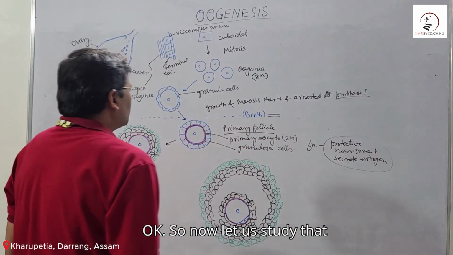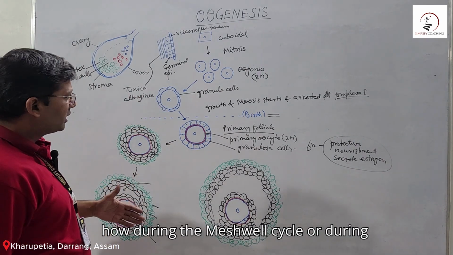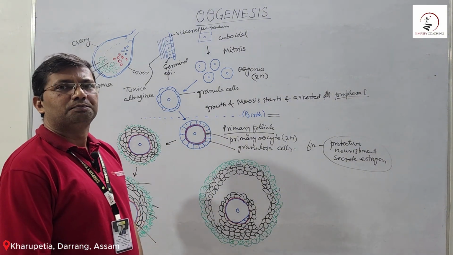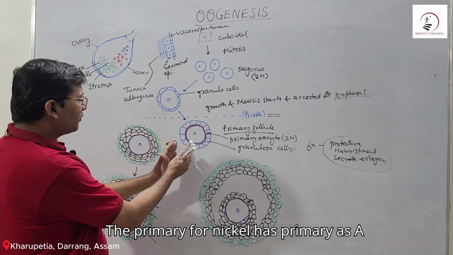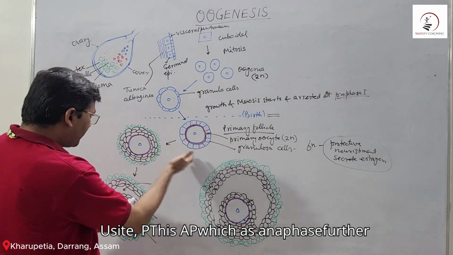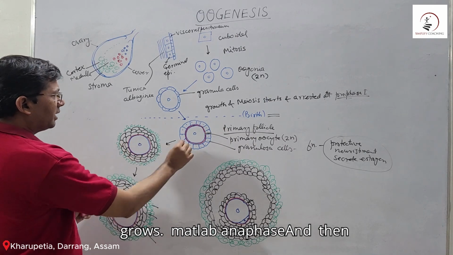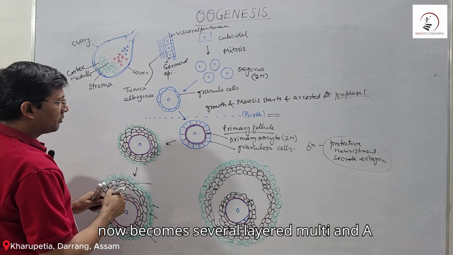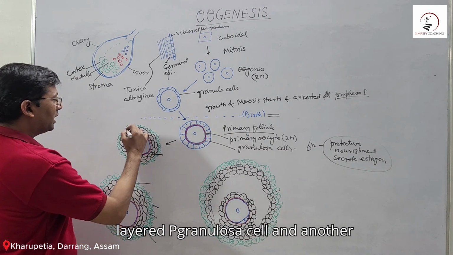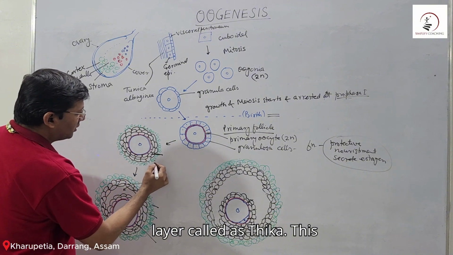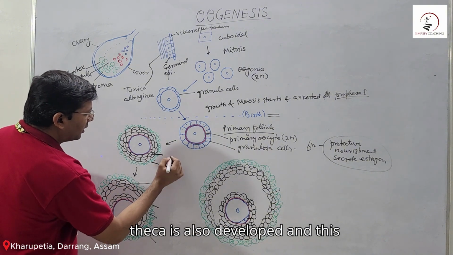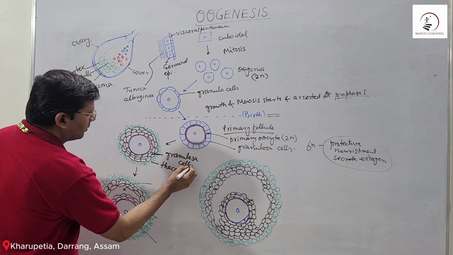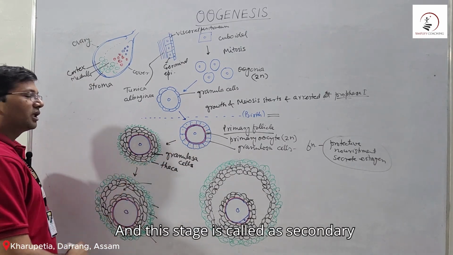Okay? So now let us study how during the menstrual cycle or during this follicular development, these follicles further develop. The primary follicle has a primary oocyte which further grows, and then the granulosa cells now become multi-layered, and another layer called theca is also developed, and this stage is called the secondary follicle.